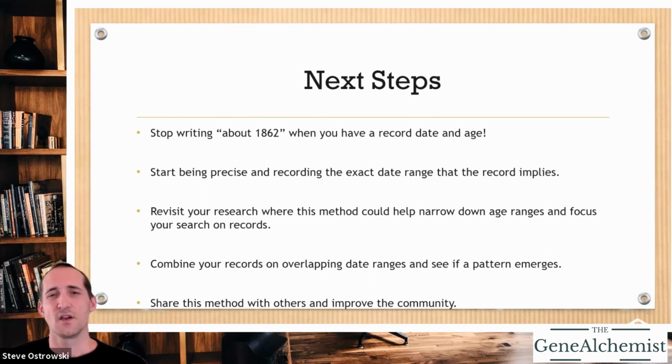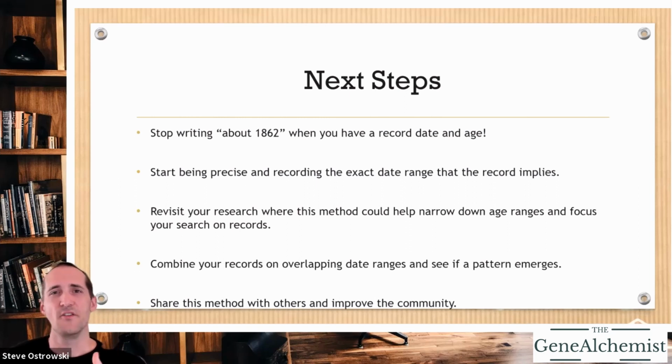Go back through some of your research, revisit your research where this might help narrow down age ranges, and focus your search on those records. That's what I've currently been doing. My brick walls are in the early 19th century, early 1800s, John R. Smith, and I've been going through probate records in counties and surrounding counties, and being able to narrow down a date range chops off dozens of hours of work that I would otherwise have to spend going through multiple books of these records.